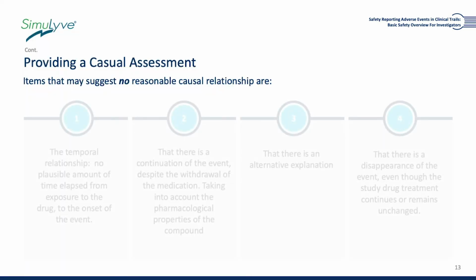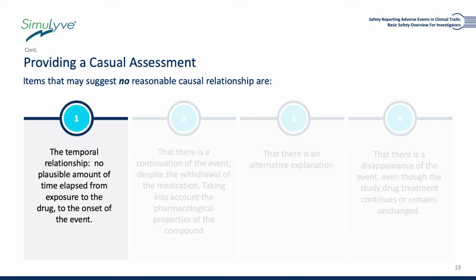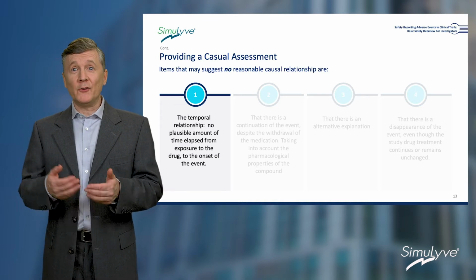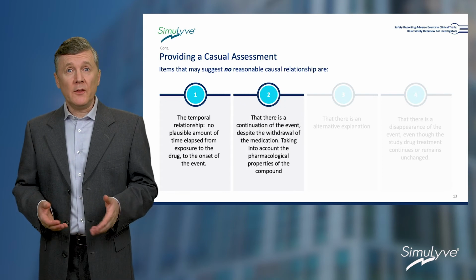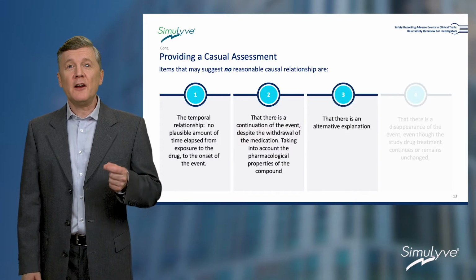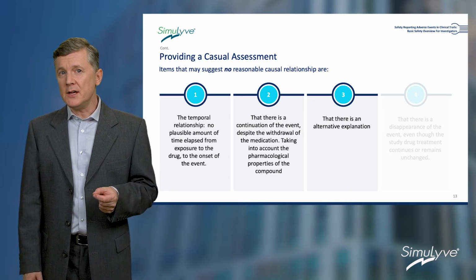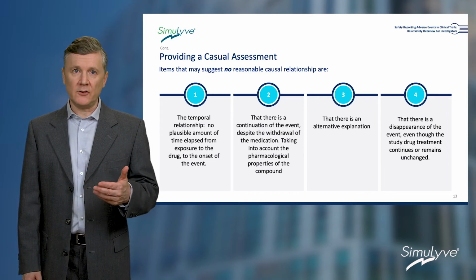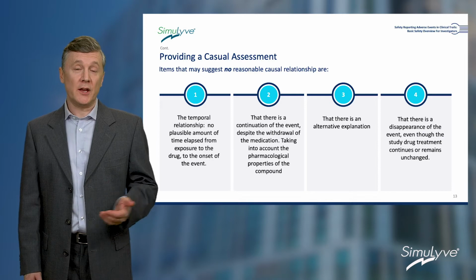Items that may suggest no reasonable causal relationship are: 1. The temporal relationship. No plausible amount of time elapsed from exposure to the drug to the onset of the event. 2. That there is a continuation of the event despite the withdrawal of the medication. When judging this criterion, be sure to take into account the pharmacological properties of the compound. 3. That there is an alternative explanation. And 4. That there is a disappearance of the event even though the study drug treatment continues or remains unchanged.